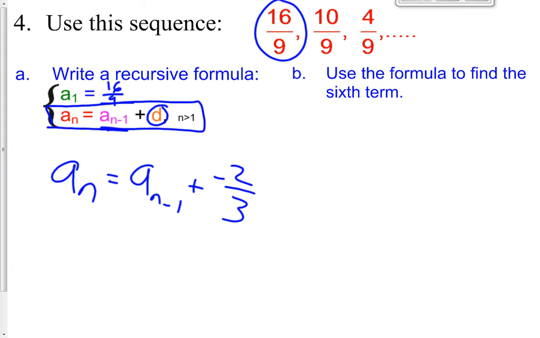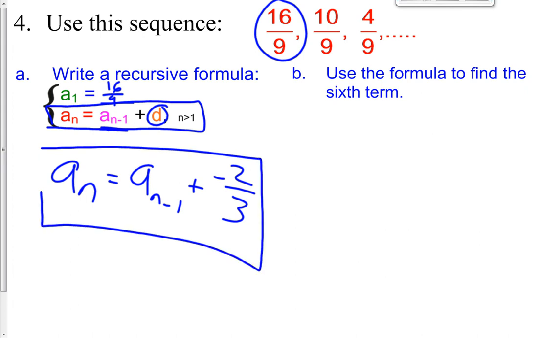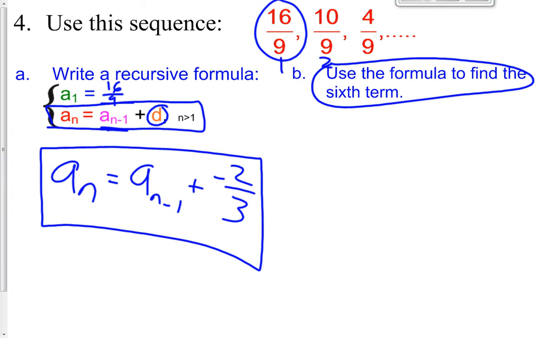So this is my answer for problem 4a. All you got to do is add a negative 2/3. Now that I know this, I could now find any term using this recursive formula. So use the formula to find the value of the 6th term. Now one thing that's kind of cumbersome about this is in order to find the 6th term, I have to know the 5th term because I have to know the previous term. So I know the first term, second term, third term. The next thing I'm going to do is find the 4th term. So what is a sub 4? What's the value of my 4th term?